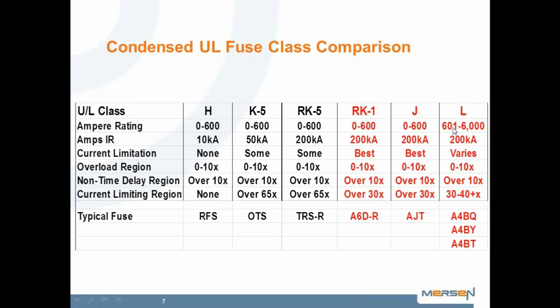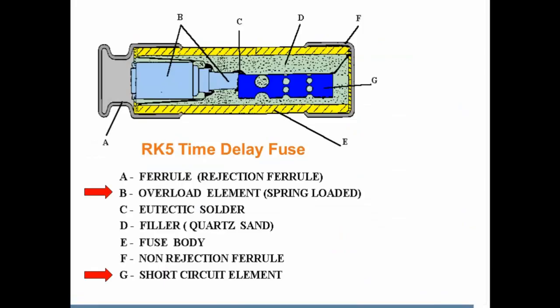UL type. Class L generally is applied at over 600 amps. UL has modified their standard to allow lower amp ratings down to 100, say, but it's still in the 800 amp size mechanically. That means that it will bolt into an 800 amp switch. So this is the overview of common UL fuse class comparisons.